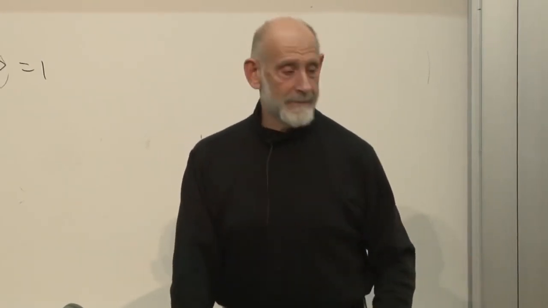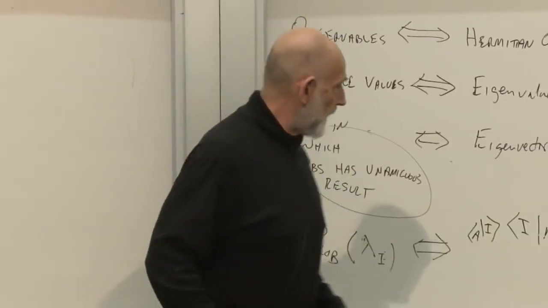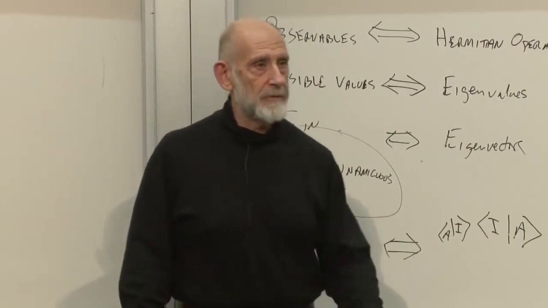Question? Probability also can't be negative, it has to be positive. Yeah, that's right. So these are always positive. A thing times its complex conjugate is always positive.